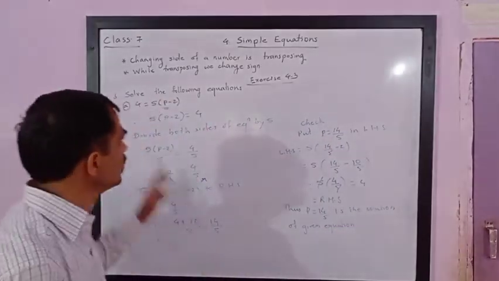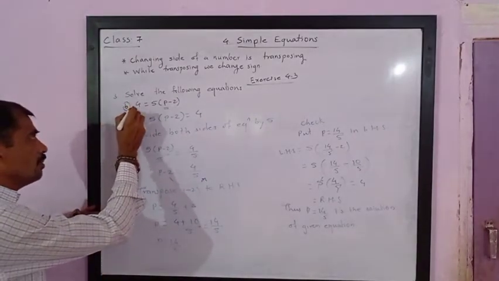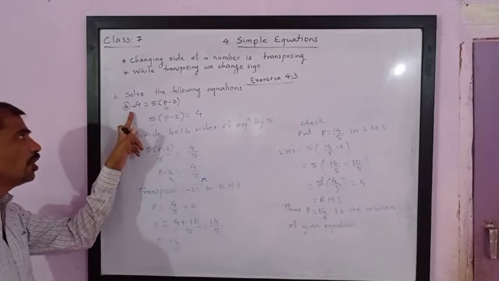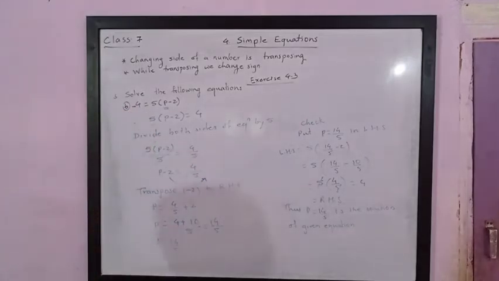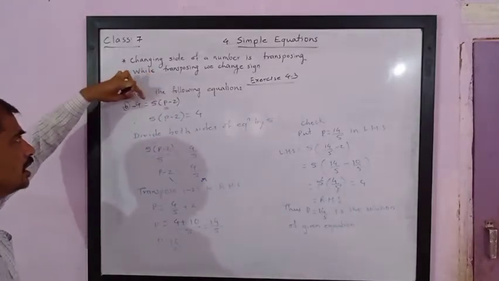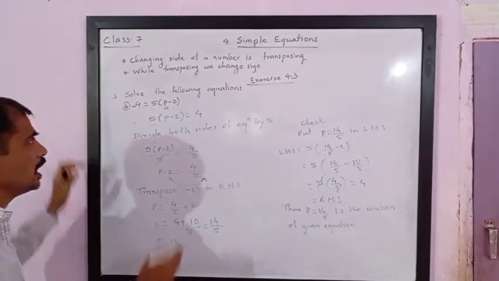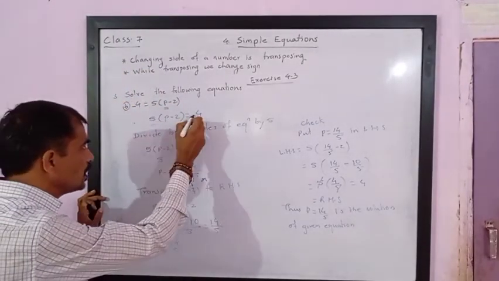Dear friends, we have the second question. B question is the same, only the sign is changed. Negative 4 is equal to 5 in bracket p minus 2. Let us see how to solve. So here again, if you carry the left hand side, negative 4 is equal to this, it means this must be equal to this. So we will get 5 into p minus 2 is equal to negative 4.